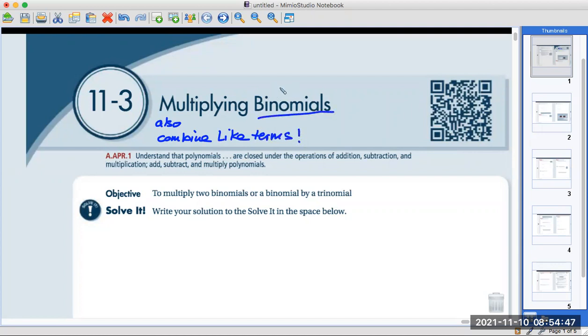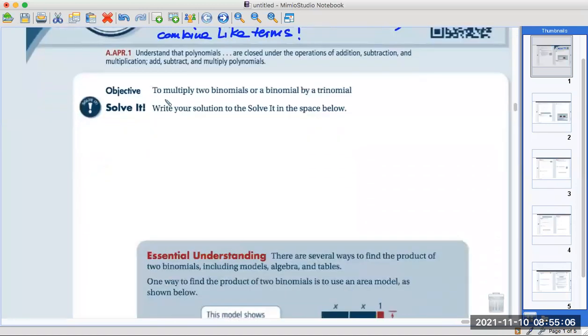Binomials have two parts. So it would look like, for example, I'm making up an example, x plus 7. Remember, each part is separated by either a plus or minus, yeah? So that makes it a binomial. And the objective today is to multiply two binomials or a binomial by a trinomial.